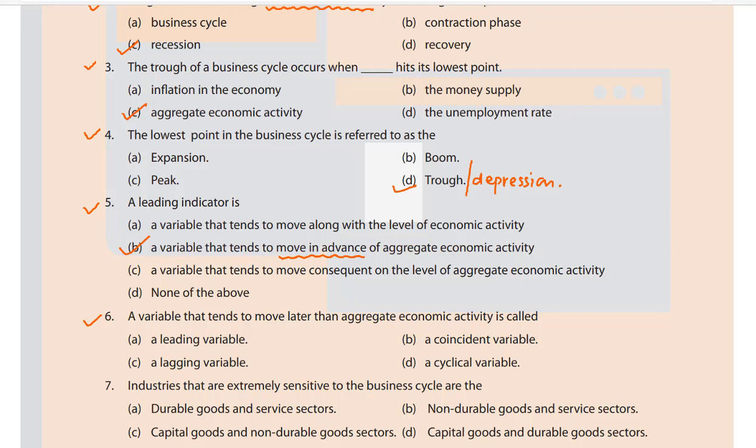Question number 6. A variable that tends to move later than aggregate economic activity is called what? Over here, move in advance is not there. A. Leading variable. B. Coincident variable or concurrent variable. C. A lagging variable. Or D. Cyclical variable.